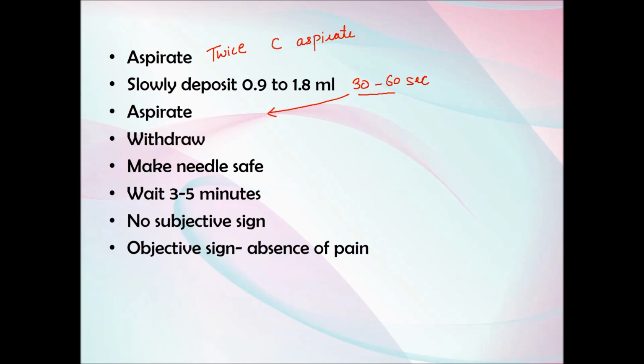So how do you check it? Only objective signs are there. You just take a periosteal elevator, or in case you're doing a root canal or something else, you can take a probe and prick in that region and see if your patient is having any pain. In case there is no pain at all, your block is working and it's totally fine. You can go ahead with your procedure.